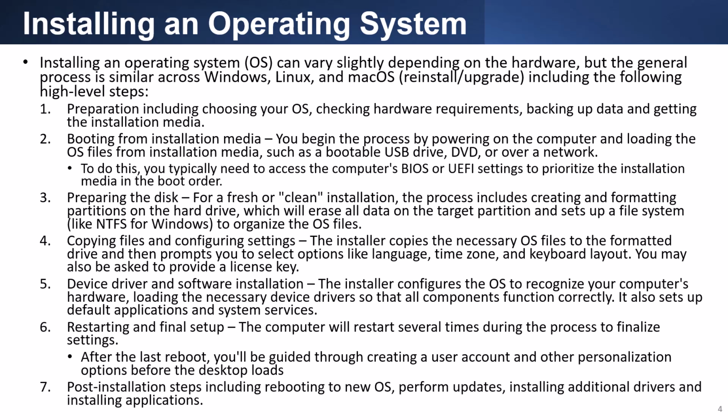Next, preparing the disk. For a fresh or clean installation, the process includes creating and formatting partitions on the hard drive, which will erase all data on the target partition and sets up a file system like NTFS for Windows to organize the OS files. Copying files and configuring settings. The installer copies the necessary OS files to the formatted drive and then prompts you to select options like language, time zone, and keyboard layout. You may also be asked to provide a license key.